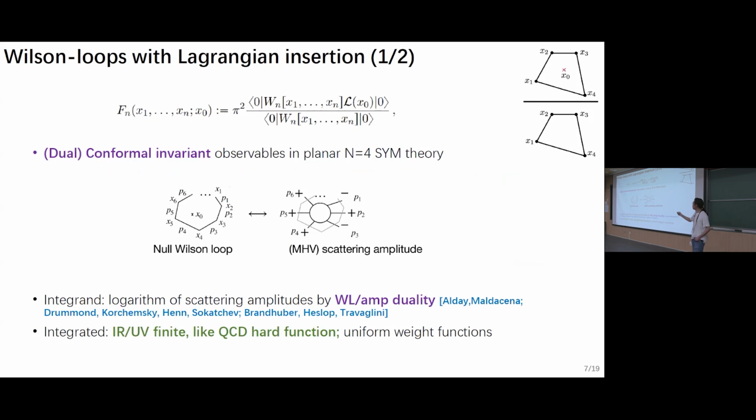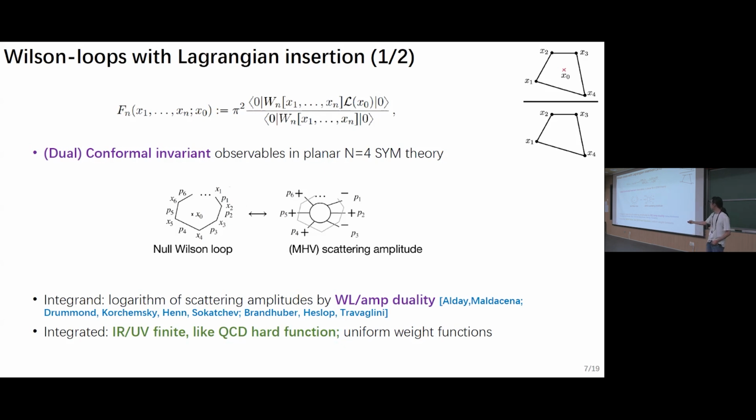Okay? And these observables, because they are defined in N=4 super Yang-Mills theory, firstly have a lot of good mathematical and physical properties. Firstly, they are dual conformal invariant. Secondly, because of the very remarkable property called the Wilson loop amplitude duality in the theory, you can very easily show that at the integrand level, up to the perturbative expansion, this integrand corresponds to the logarithm of the original integrand for the scattering amplitude. So it's closely related to the scattering amplitude we care about.